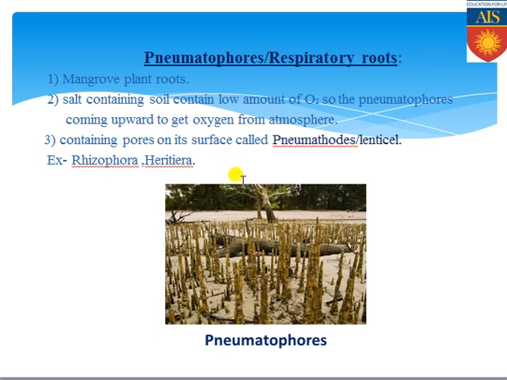Another modification of the root we are discussing is the pneumatophores or respiratory roots. What is that? Pneumatophores or respiratory roots are commonly found in case of mangrove plants. Keep it in your mind that these mangrove plants are commonly growing in the salty area, salty environment, salty soil.